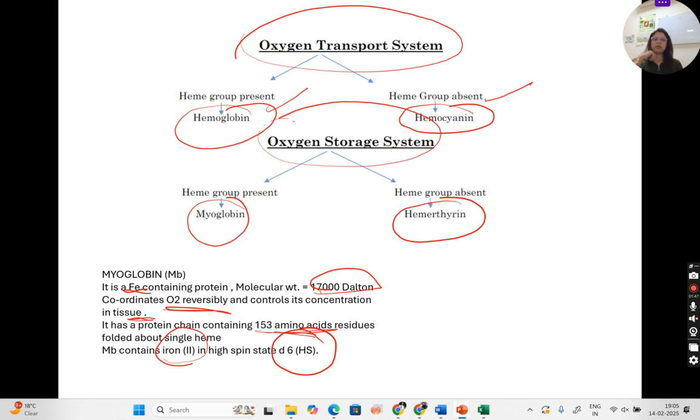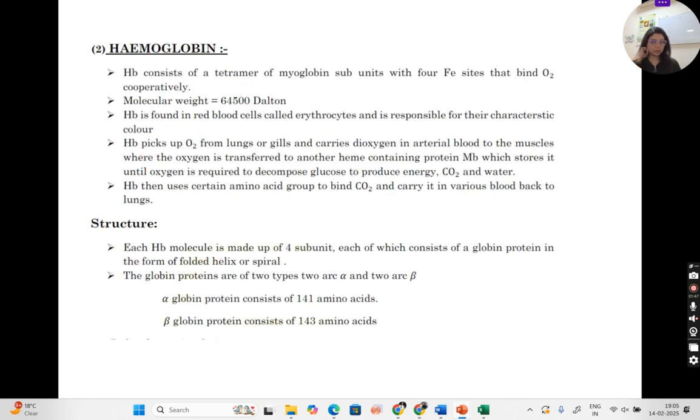So based on this information, let's start with hemoglobin. We already discussed myoglobin. What is hemoglobin? Hemoglobin consists of a tetramer of myoglobin. If four myoglobin units attach together, this makes hemoglobin. It has four Fe sites, which can bind O2 cooperatively. The molecular weight is 64,500 Dalton.